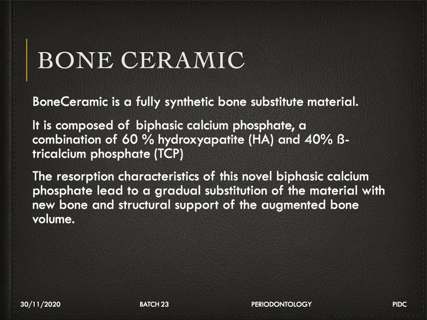Next material is bone ceramics. Bone ceramic is a fully synthetic bone substitute material. It is basically 40% tricalcium phosphate with 60% hydroxyapatite. The resorption character of this material is almost equal to the bone replacement time, so that this material can resorb and be replaced by the bone. It is a bone substitute, which is an osteoconductive material. So it is going to stay there and will be replaced by bone over a period of time.